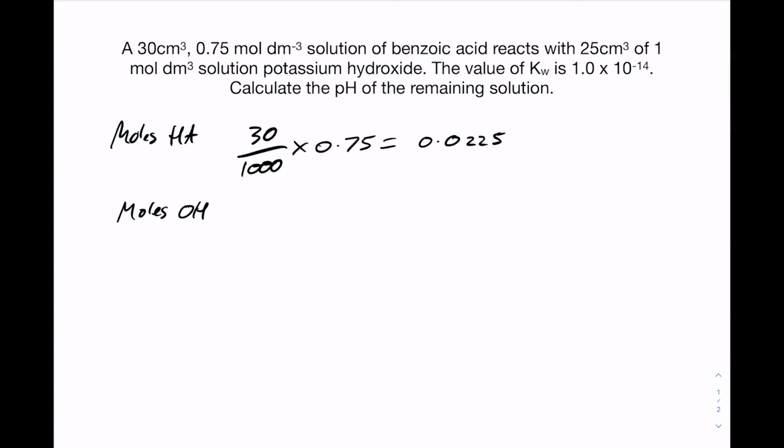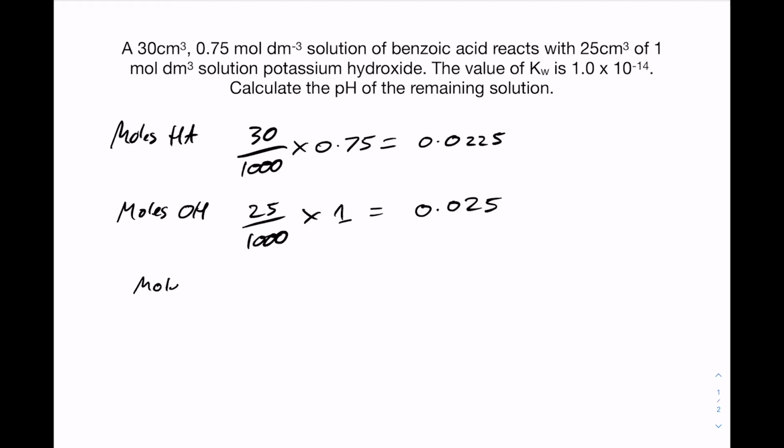We're then going to work out the moles of our OH minus. So potassium hydroxide is also a strong base. So we'll take its 25 centimetres cubed, we'll divide that by 1,000, and then we'll multiply it by its concentration, which is 1. And that gets us a value of 0.025. So again, we can see we've got an excess of the hydroxide ions over the moles of HA, but we need to know exactly how much. We'll make a short note of this here.